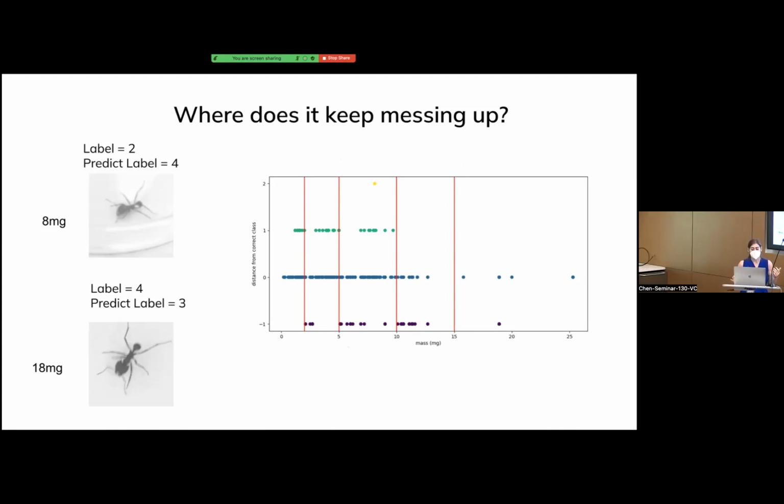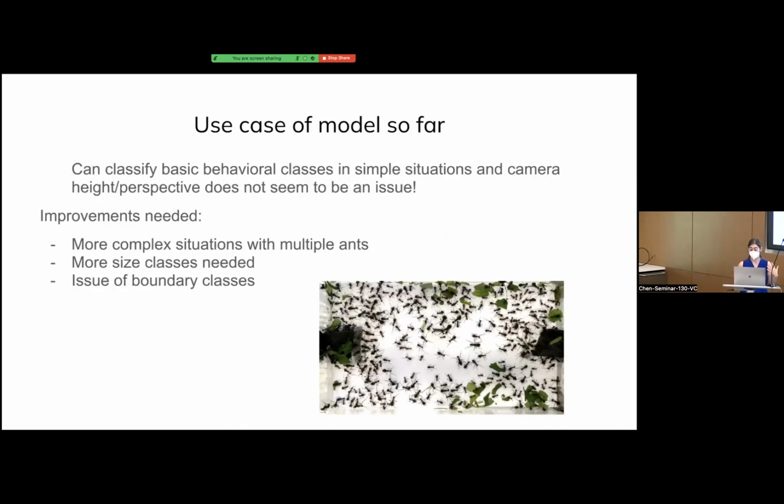So, yeah, I might move on to regression. I'll talk about that in a minute, but the use case of this model so far, I think it's cool that I can classify basic behavioral classes, like these 5 classes. I think that's actually kind of useful.